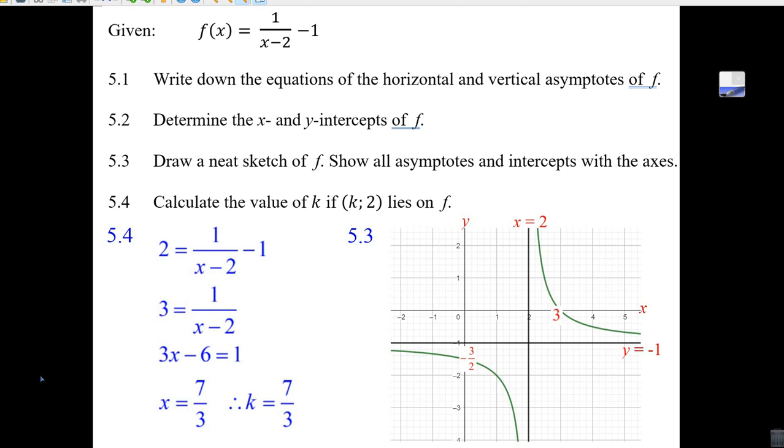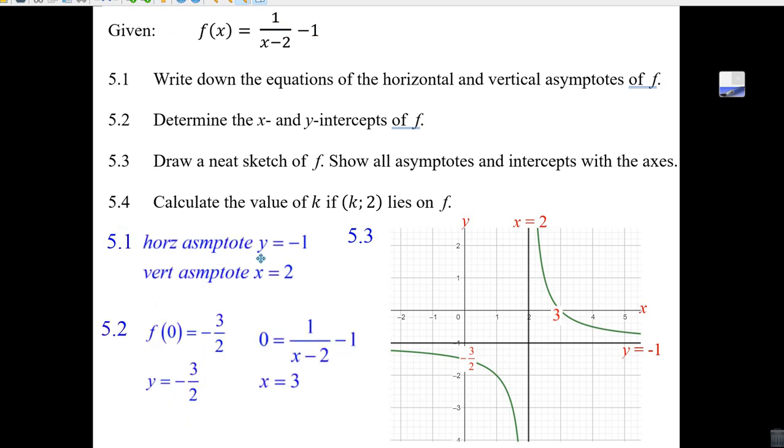Okay, here's question 5, the hyperbola question. And let's just do it. Here we go. Write down the equations of the horizontal and the vertical asymptotes. Well, the horizontal asymptote is always y equals that number. So we've got to go back one here. It's just y equals minus 1.